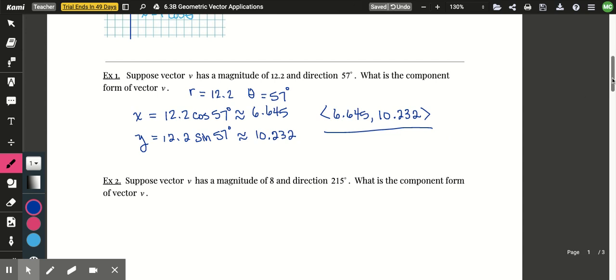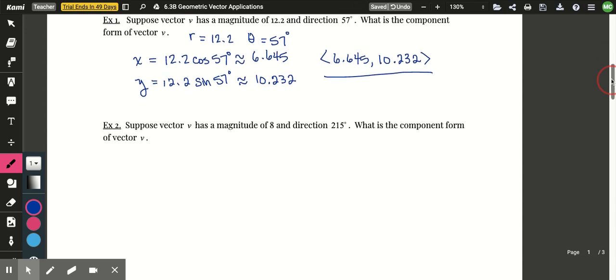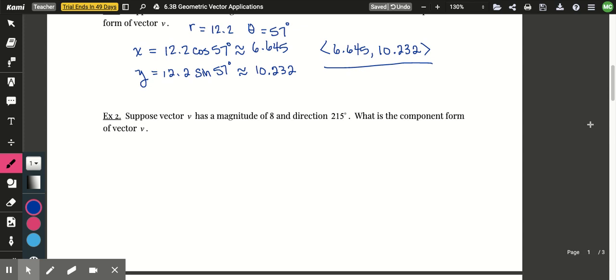Okay, so there's a second one on the screen here. If you'd like to give this a try, you can pause the video right now and go ahead and try that one. And then once you think you've got the answer, go ahead and play the video and see how you did. If you'd like to just see another example, then just stay with me and we'll do this one together.